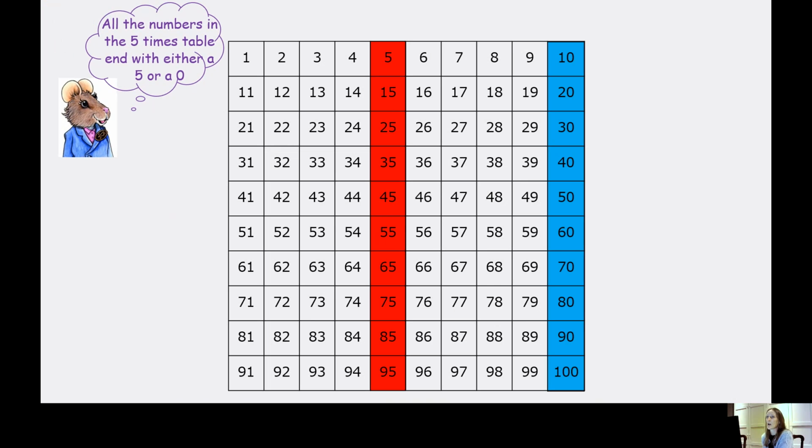Okay, what's Maureen got to say? So Maureen is saying all the numbers in the 5 times table, they either end with a 5 or they end with a 0. And that's absolutely right, isn't it? All the numbers in red are ending in a 5 and all the numbers in blue are ending in 0. And actually, it's true. If you carry on generating numbers in the 5 times table, you can go on and on forever and ever. That's pretty amazing in itself, actually.